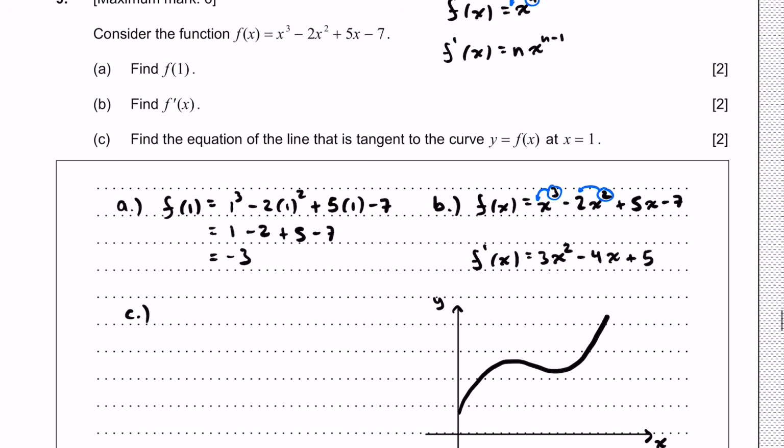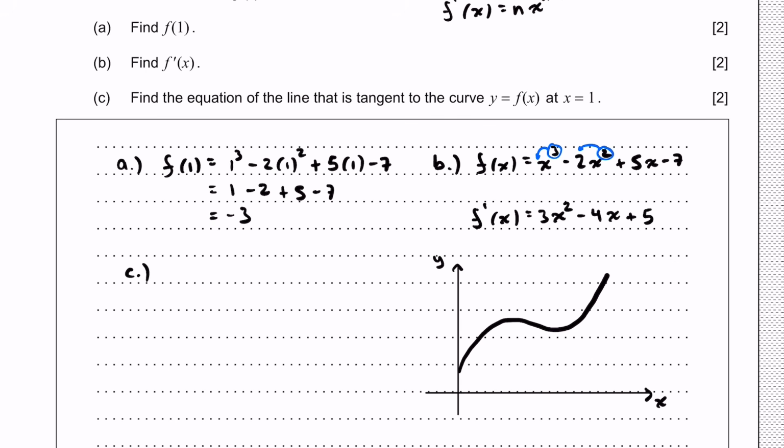And here we want to find the equation of the tangent to the curve y equals f of x at x equals 1. So if we imagine, for example, that this is where x is equal to 1, we want to find the equation of the tangent line. So remember, a tangent line just touches a line at one and only one point, and it tells us the slope at that given point. So this right here is our tangent line.